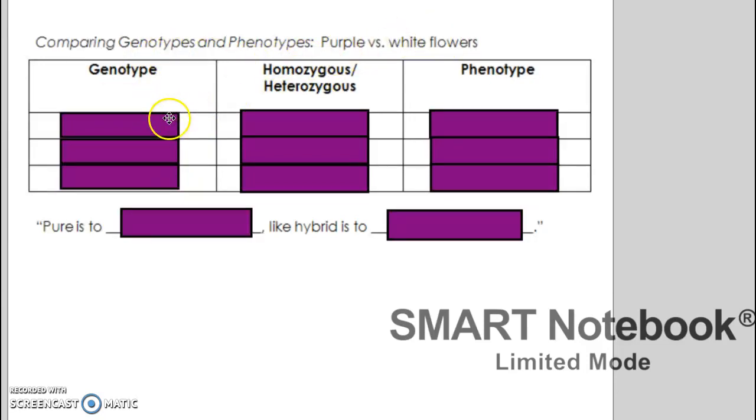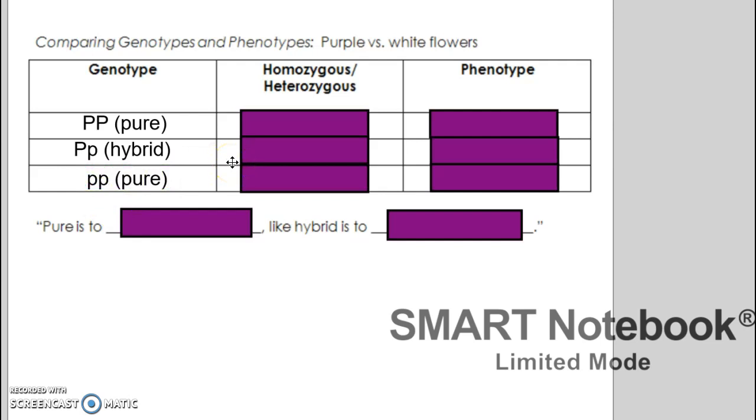All right, so first of all, we have three different ways that we can show genotype here. We're not talking about plant height anymore, so we're going to use a different letter. We can use capital P's to show a pure genotype, a capital and a lowercase, big and little, to show a hybrid genotype, or lowercase p's to show, again, a pure genotype, okay?